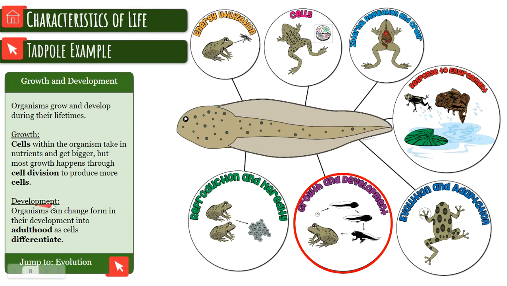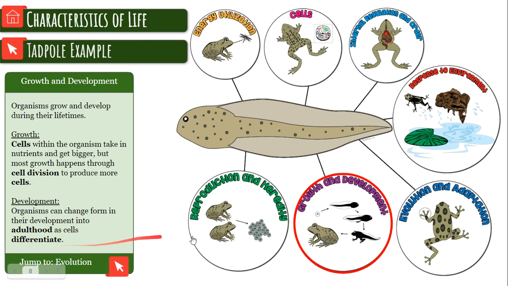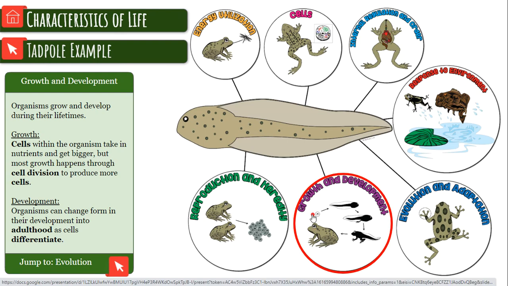And living things also develop. So they change form in their development into adulthood as cells differentiate. So the example here with a frog, you start out as a tadpole, and then you go through different stages of development until you reach adulthood, in which we would say you're now a frog. So you go from tadpole to frog. And these cells differentiate into the organs and organ systems that we need for the adult to survive.